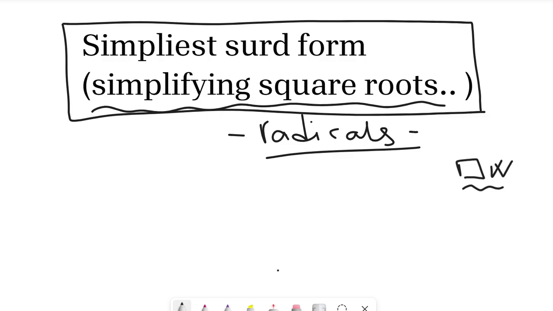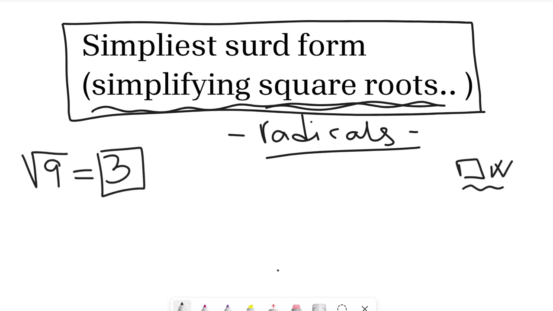All right. Now, simplest surd form. Let us talk a bit about square roots. What do we know so far? In the previous lesson we did this. If we have, for example, square root of 9, radical 9, we can say that square root of 9 is basically equal to 3. Now, why is that? Because we are looking for a number that multiplied by itself will give us 9. So 3 multiplied by 3 will give us 9.